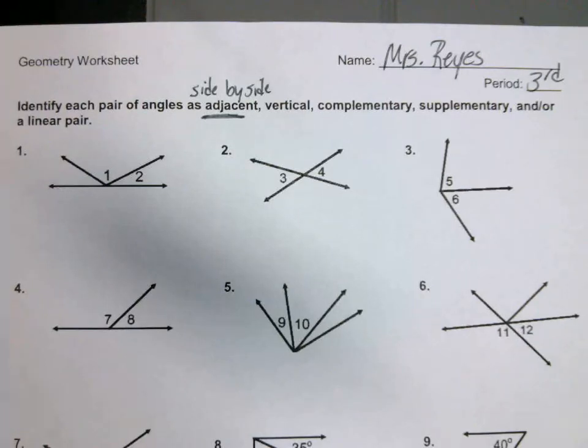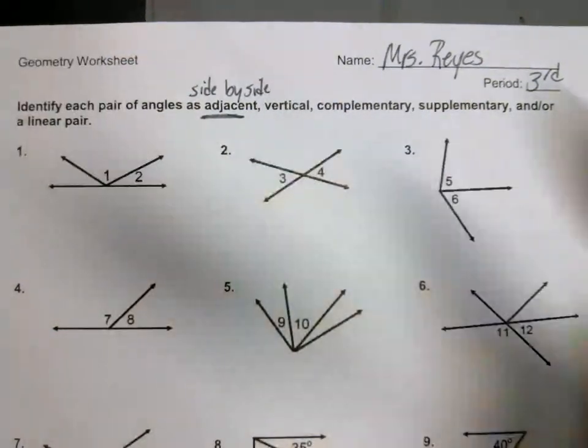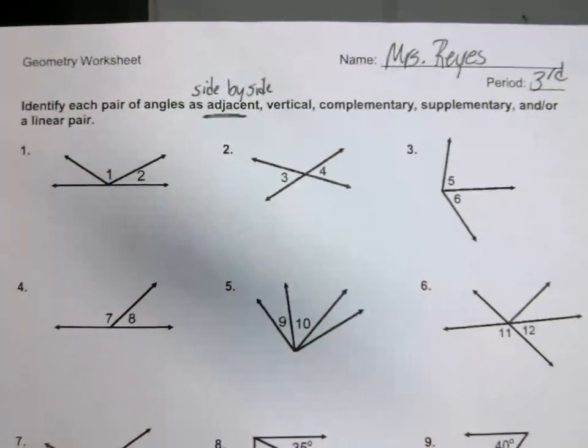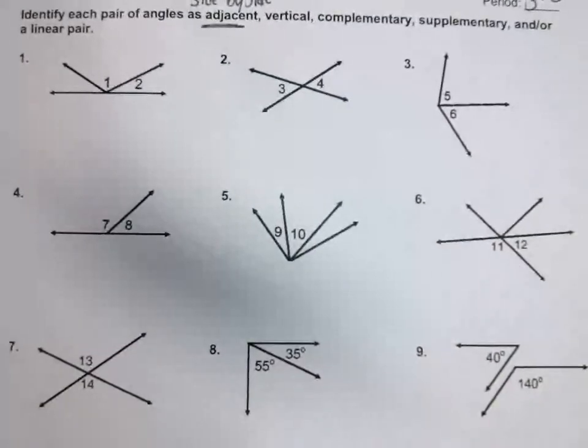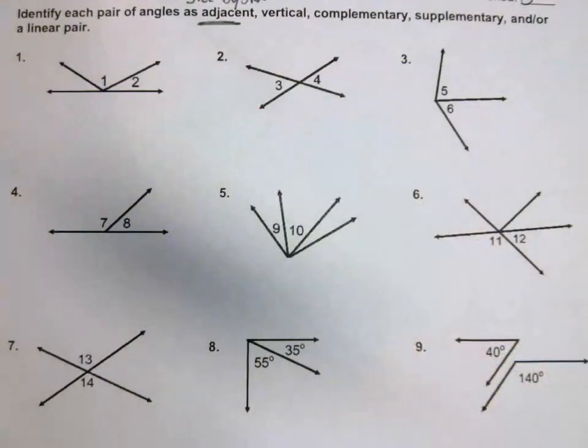Okay. I want you to look at angles 1 through 9 in this example, and I want you to put adjacent beside all the ones that apply. Which angles that they have listed are side by side or adjacent? Please write adjacent for those examples, only for the ones that are side by side.